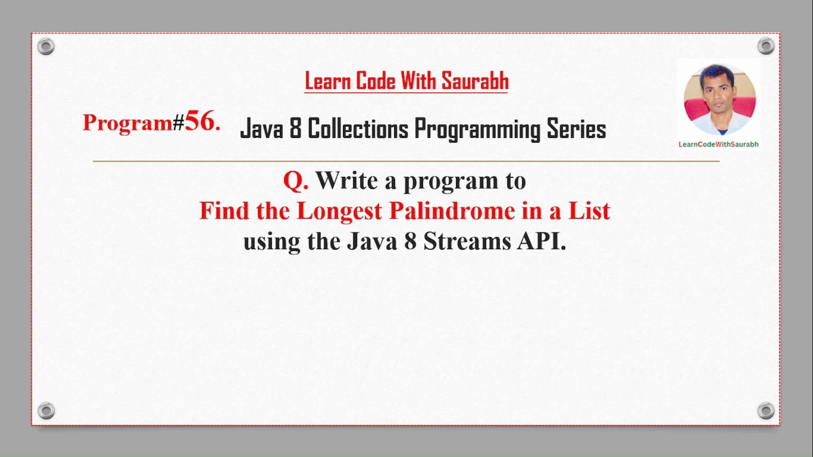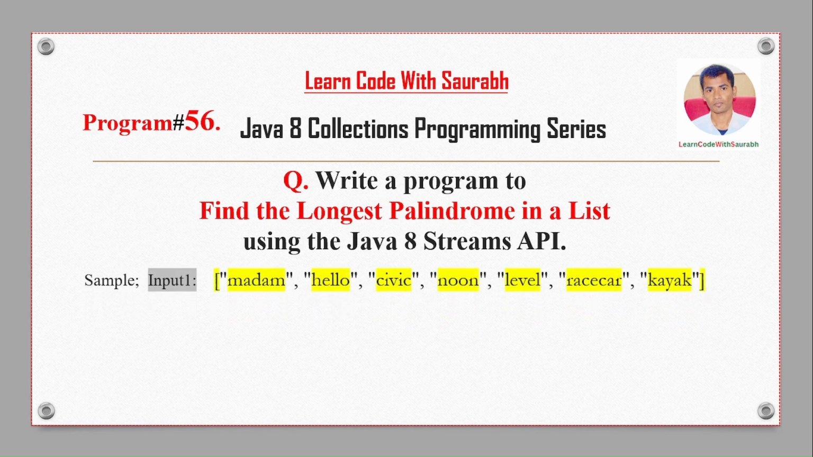Today I am going to find the longest palindrome in a list using the Java 8 stream API. In this program, we will take some input like madam, hello, civic, known, level, race car, and cat. So we will get the longest palindrome, race car. And you can see here we have madam, hello, civic, known, level, race car.